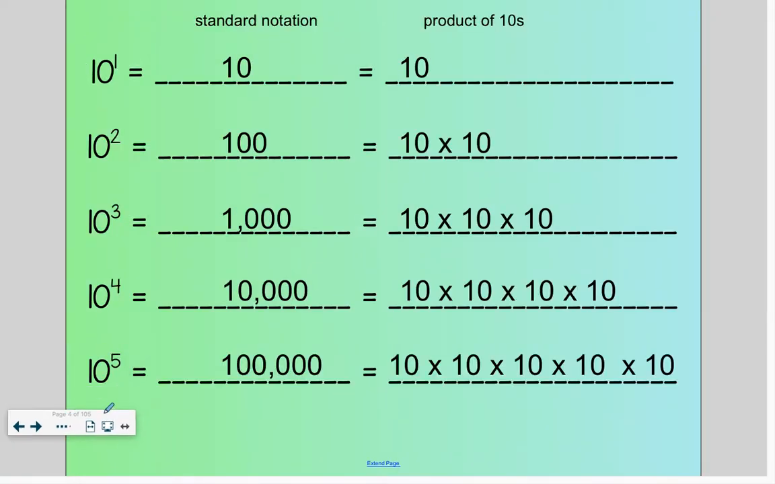So here you can more easily see how we have 10 to the first, which means we just have one 10. 10 to the second, or 10 squared, is the same thing as doing 10 times 10. 10 to the third, 10 times 10 times 10. 10 to the fourth, 10 times 10 times 10 times 10. And 10 to the fifth. This pattern would continue depending on the exponent.